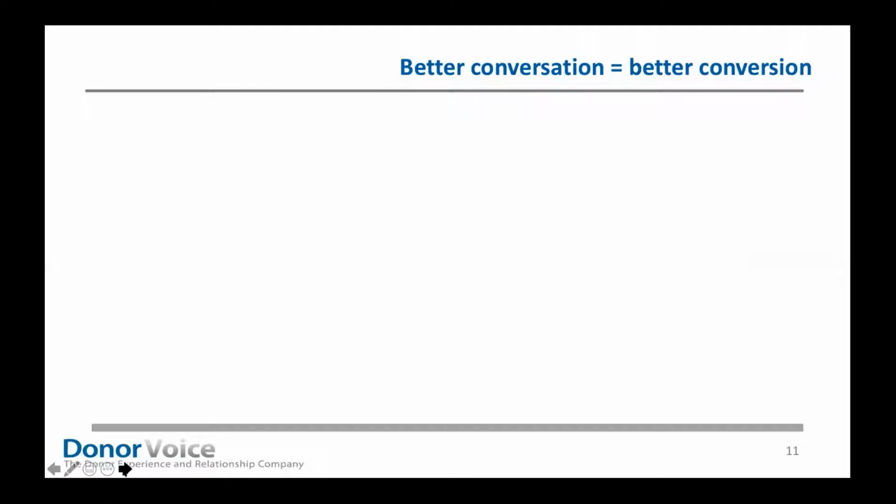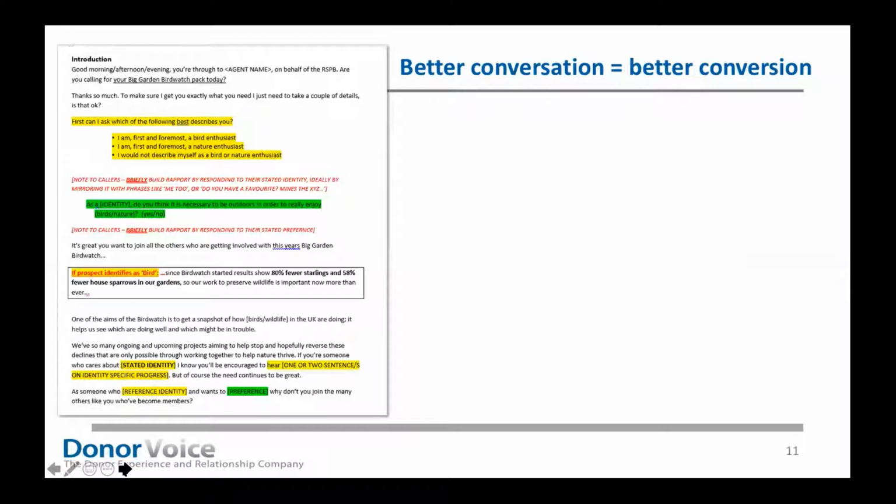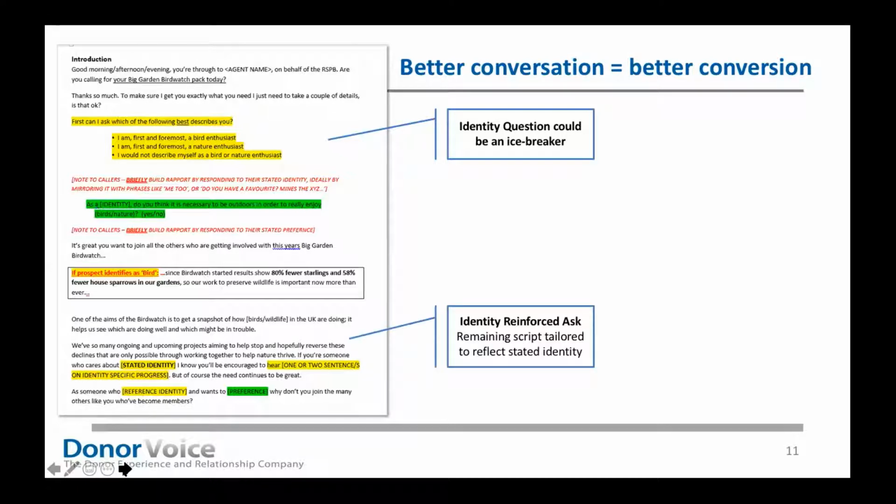So we adapted the telemarketing script of an inbound call after a general lead generation activity where people would raise their hand, call in to get an activity pack, and the conversation started. But all we did in the test script was add the identity questions up front. Are you a bird enthusiast or nature enthusiast? And depending on the answer, we adapted the rest of the script.